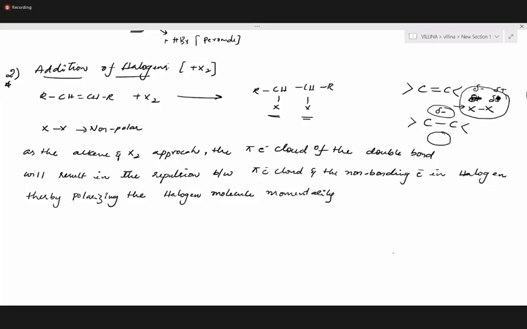You know, halogens have lone pairs, right? So they will interact and they will polarize. And because of this polarization, the halogen X-X will form X plus and X minus. If this is X minus, we simply call it a halide. So what do we call a halogen having a positive charge? We call it a halonium ion. Just like carbon with positive charge is carbonium, oxygen with positive charge is oxonium, this is halonium ion. So this halonium ion will be the attacking reagent.